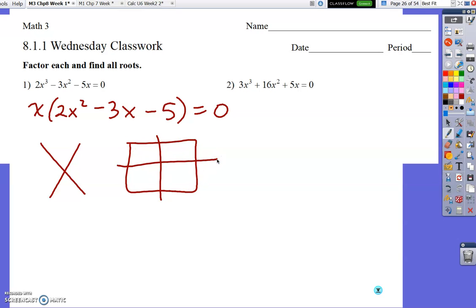And so 2 times -5 is -10. That goes in the top. That's my multiplying number. And -3 is my adding number. And so those two numbers are -5 and -2. And so I have 2x squared. Remember that this helps me break up this term into +2x and -5x, and then my last number goes here.